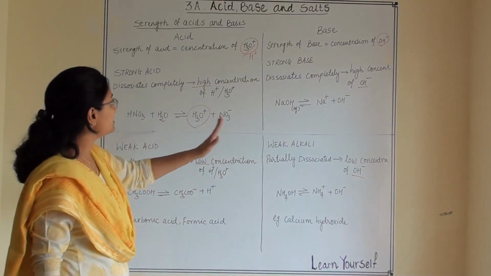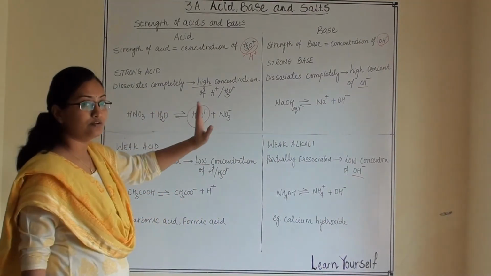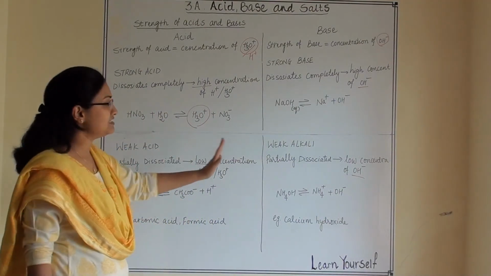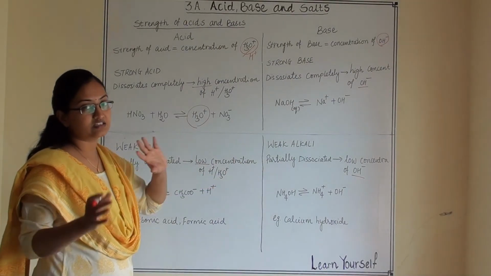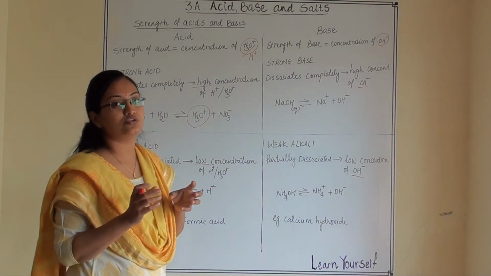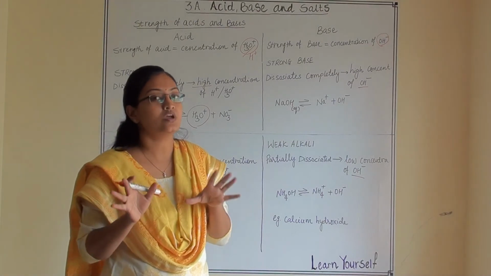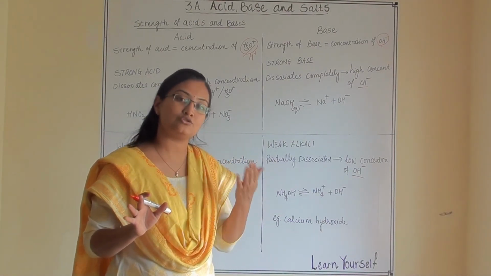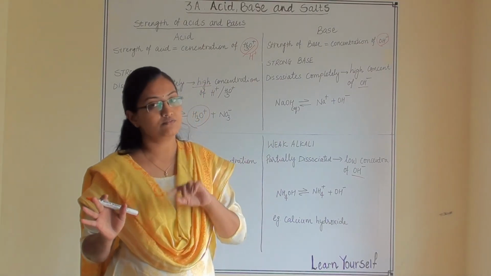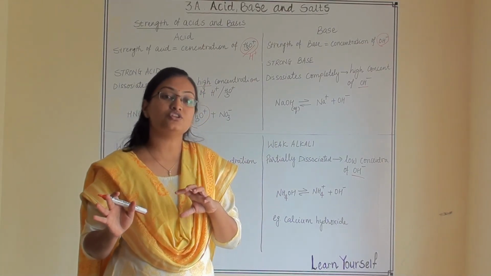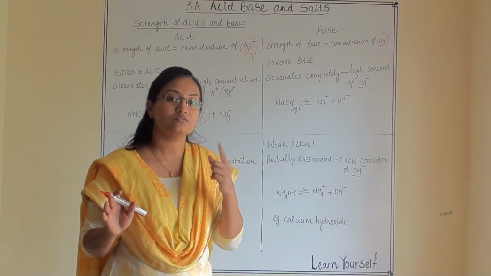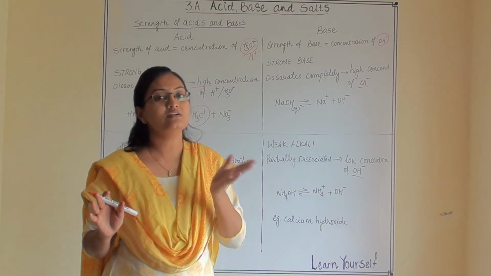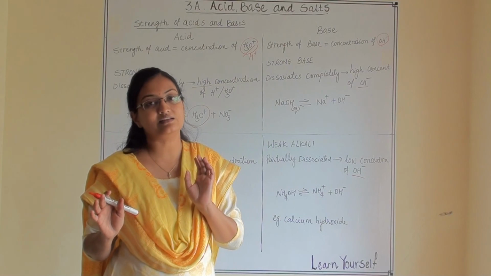So this is the difference between strong acid, strong base, and weak acid, weak alkali. It completely depends upon the concentration of H plus and OH minus ion. If the concentration of H plus is more, it is a strong acid. If it is less, it is a weak acid. If the concentration of OH minus is more, it is a strong base, and if it is less, then it is a weak alkali or base.